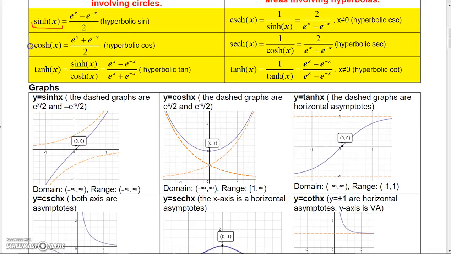Now the cosh of x, which would be the hyperbolic cosine function, is e to the x plus e to the minus x over 2. So the only difference is it's minus up here and here it's plus.